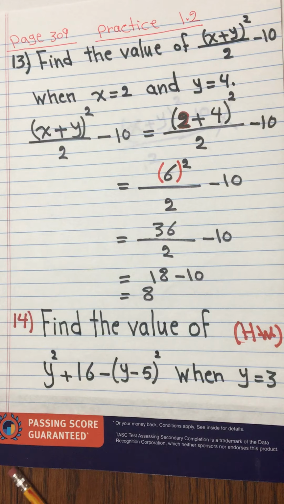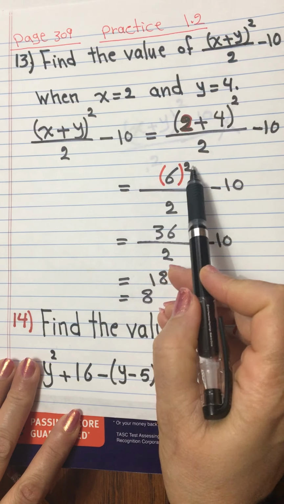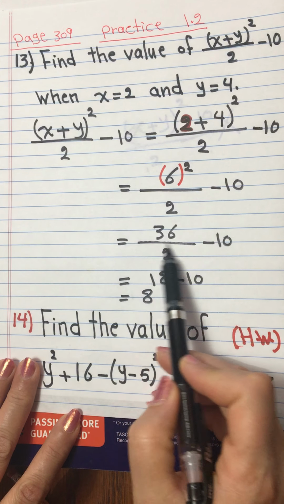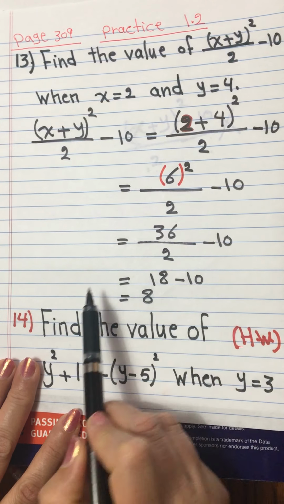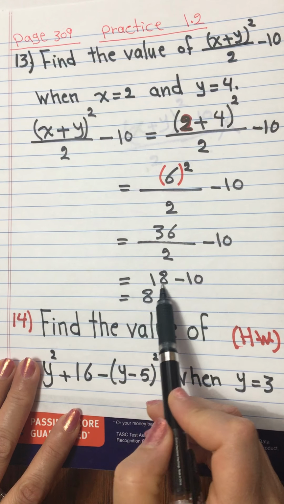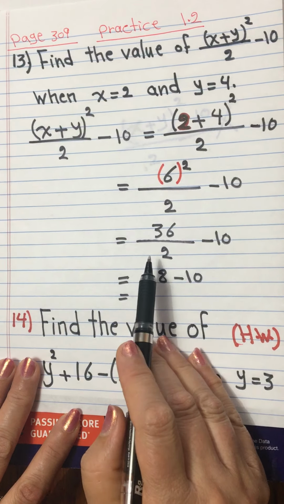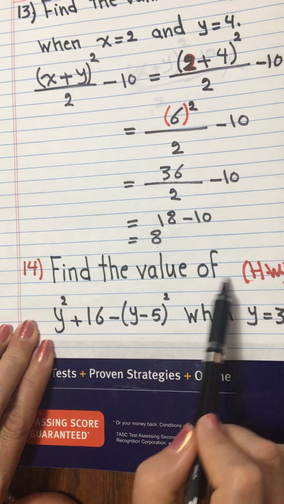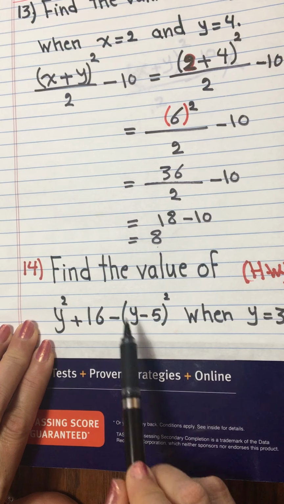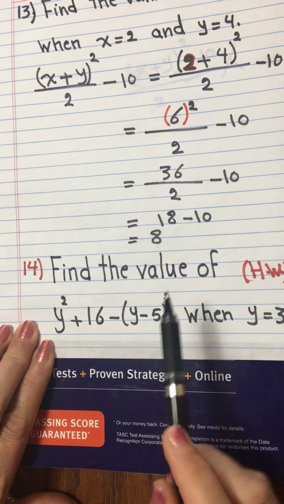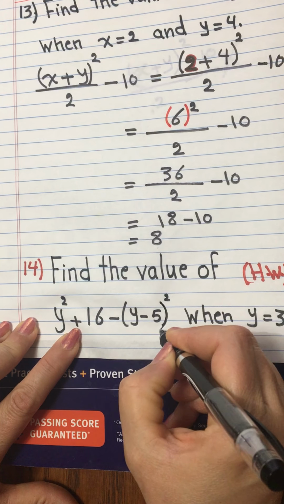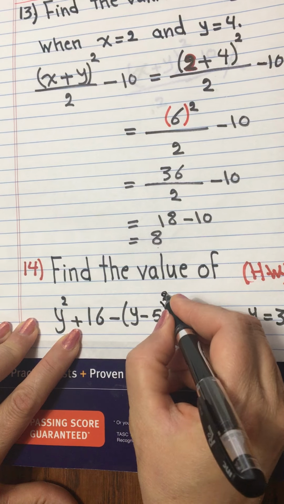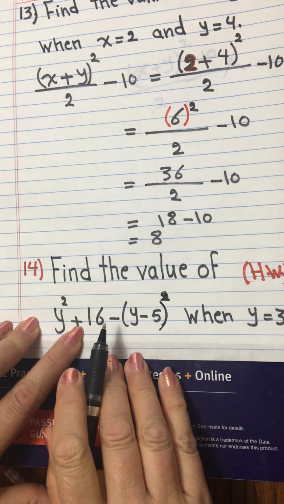So right here, 2 plus 4 is 6 squared over 2 minus 10. 36 over 2 minus 10. 36 over 2 is 18 minus 10, which equals 8. And then number 14 is your homework. Find the value of y squared plus 16 minus parentheses y to the power 2. And be careful, guys, the power is over the parentheses, squared, when y equals 3.